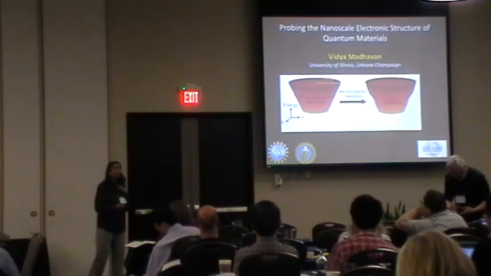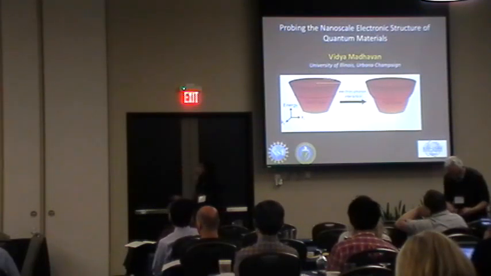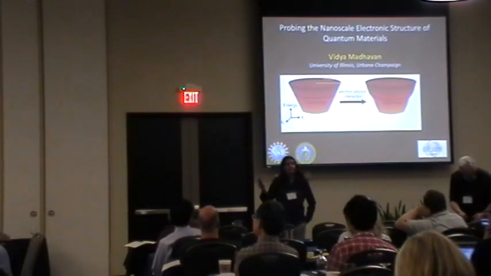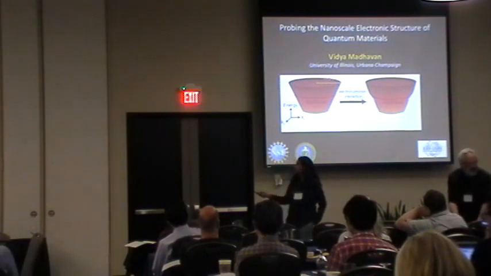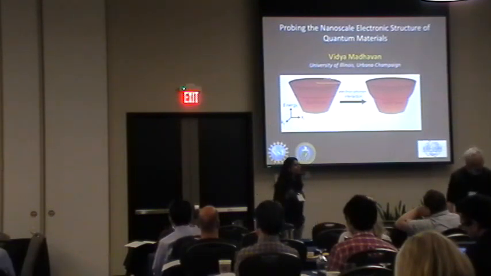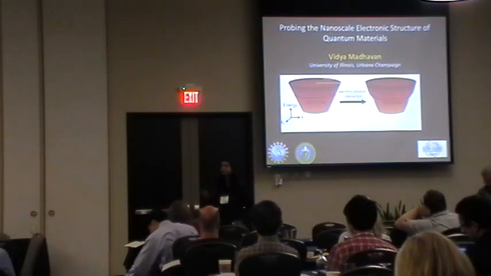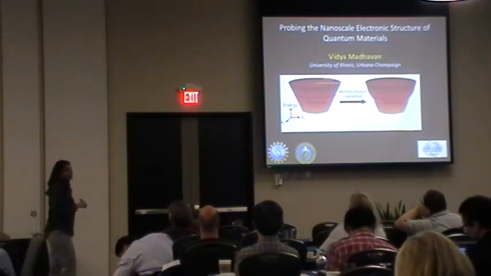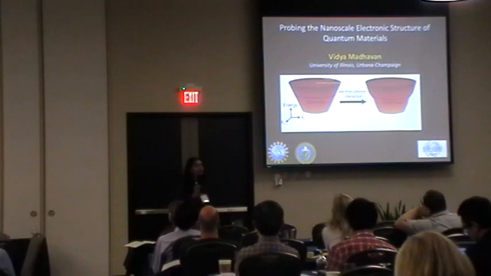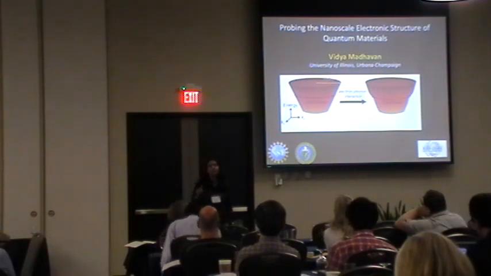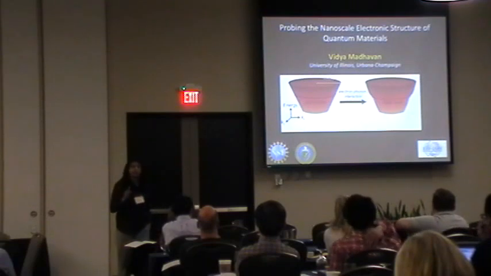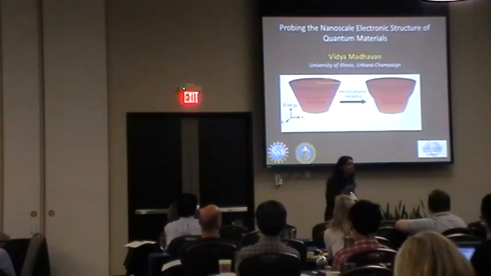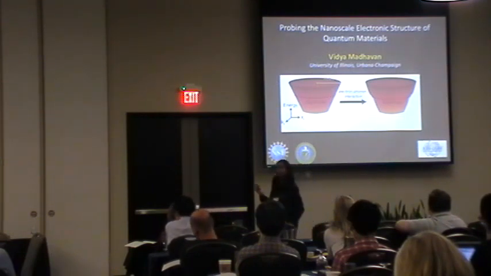Today I'd like to talk about probing the nanoscale electronic structure of quantum materials. The reason I'm reading out this title is that normally I would have concentrated on the quantum materials aspect of it. But today I decided, we've come so far in using scanning tunneling microscopy to study all kinds of materials, that I'd like to show you a couple of new techniques, new advances we've made in obtaining not just qualitative information about electronic properties of materials, but quantitative information from scanning tunneling microscopy.